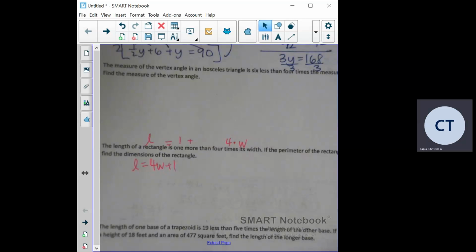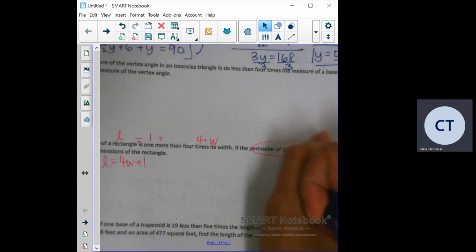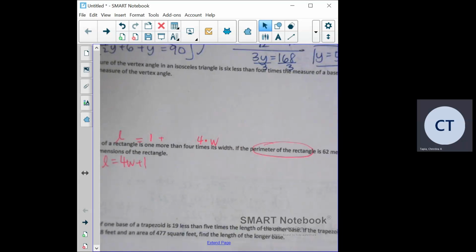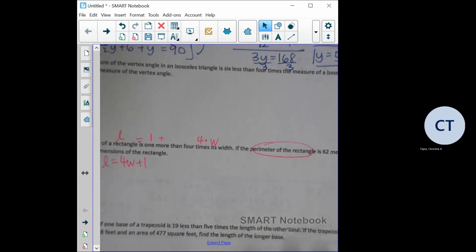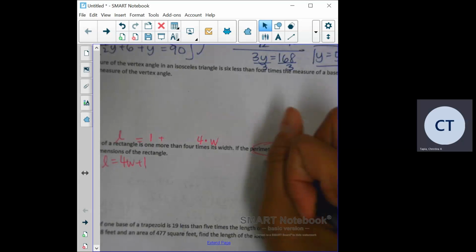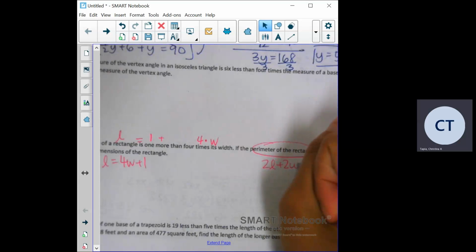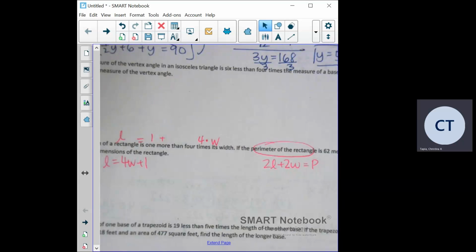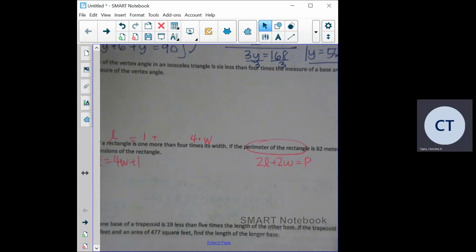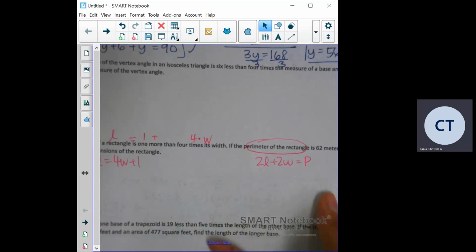I said a second ago that there's an equation for the perimeter of a rectangle. What is that equation? Desiree? 2 length plus 2 width equals the perimeter, which in this case is 62. That's exactly it. This formula is going to be golden. To help you remember this, you should remember this from Algebra 1. I know for my students, I did that with every systems of equations y'all had.